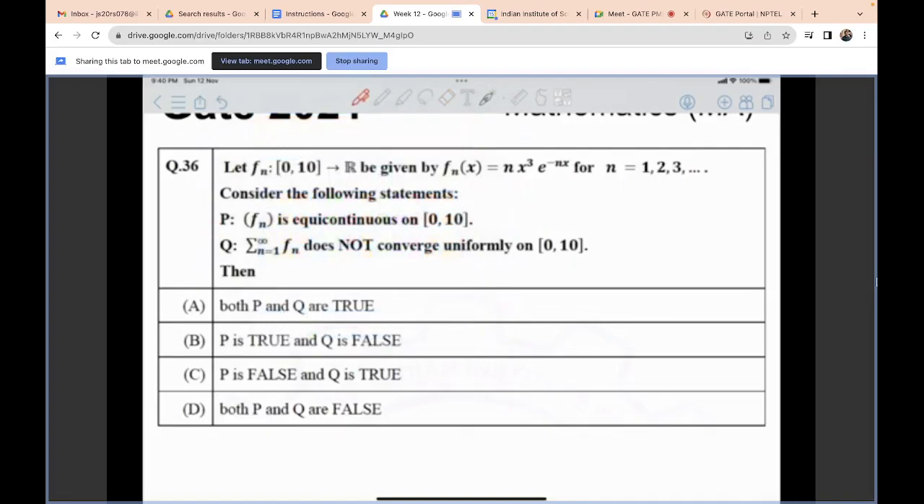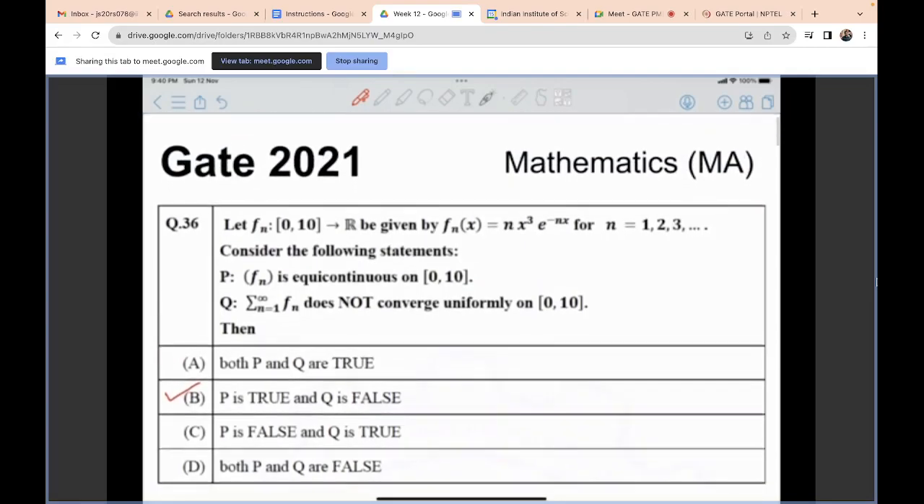Which option is correct then? Both P and Q are true. So P is true, but Q says that the summation of fn does not converge uniformly, so Q is false. Therefore option B is correct: P is true and Q is false. Okay.